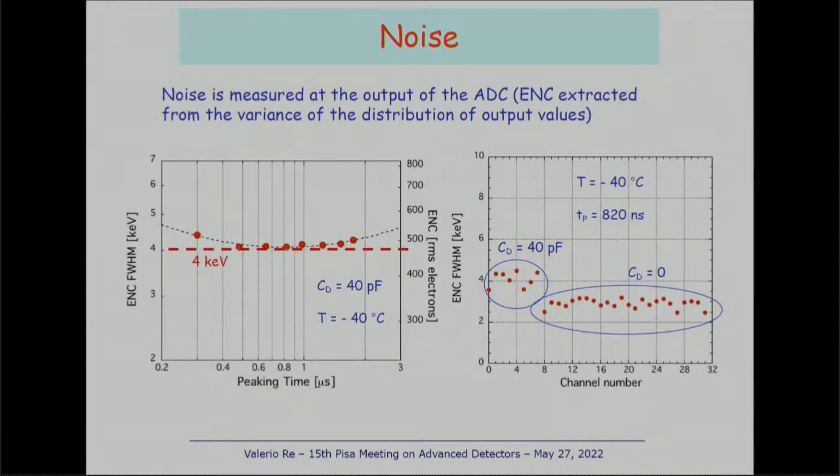Also, you see here on the right this plot. For this test, we have connected some channels here on the left to a detector simulating capacitance of 40 picofarad. And we have other channels that are instead not connected to anything, so they operate at 0 capacitance. And you see, of course, the higher noise when we have this 40 picofarad capacitance, with an average of 4 keV resolution.